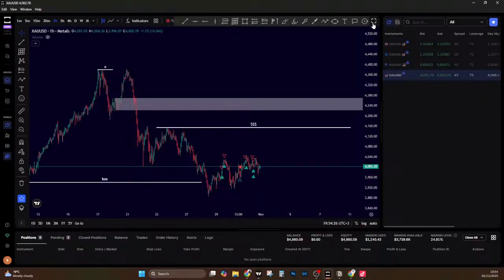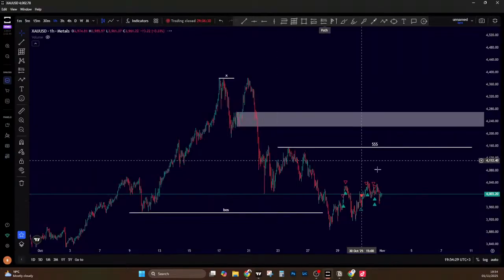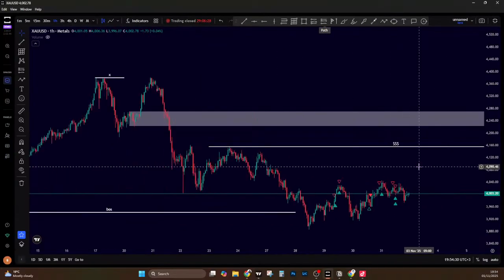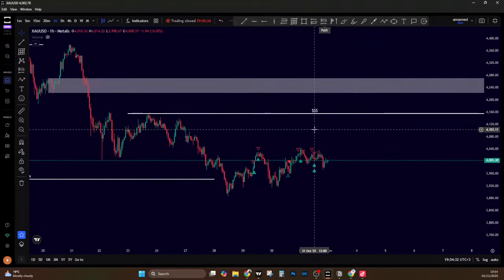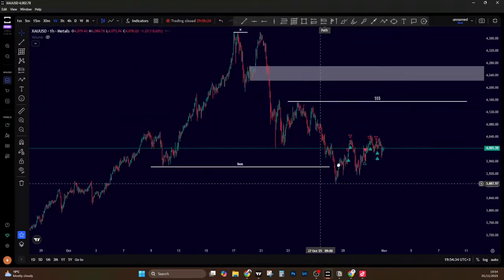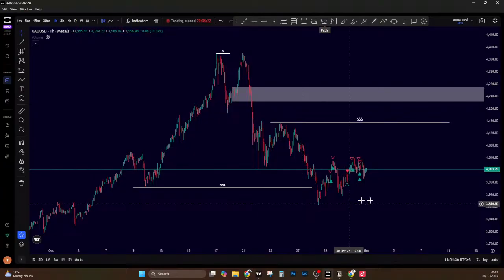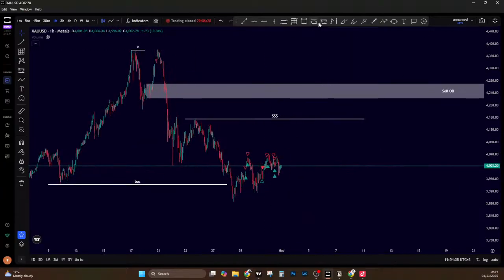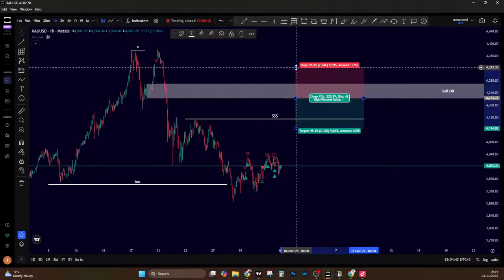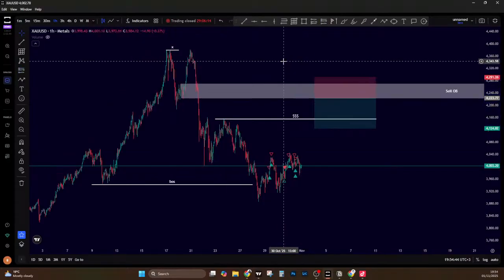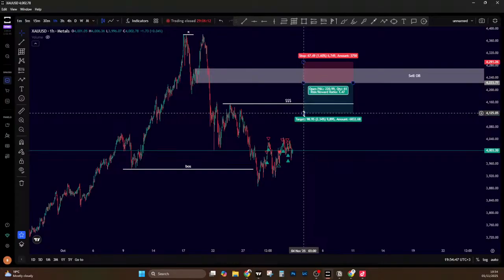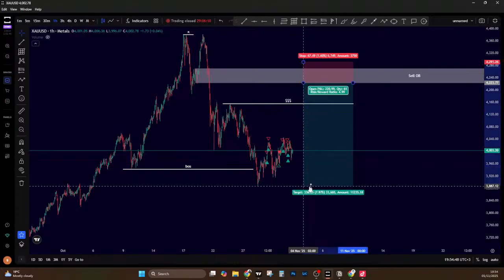Here there is no losing, I will not lose anything. So that is my analysis on gold. Once the market comes here, I take the sell to around that area, and then I can hold it to the last swing low.